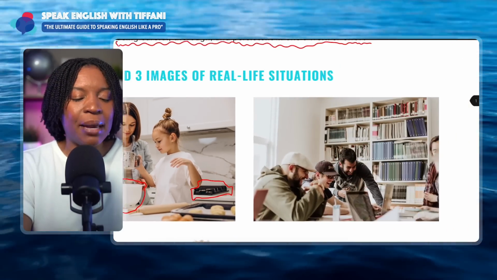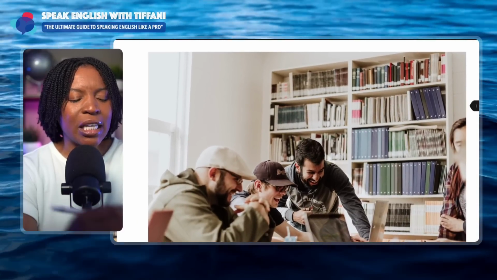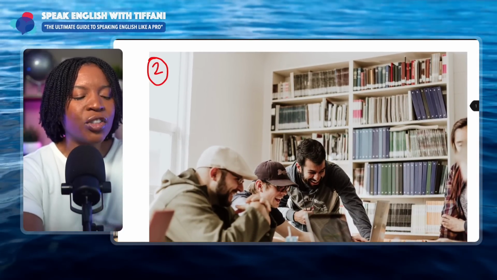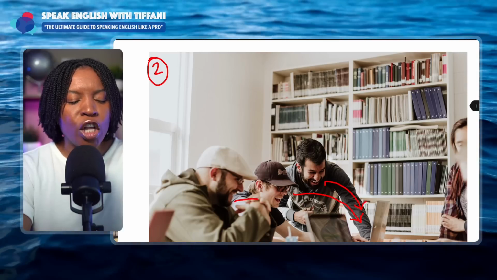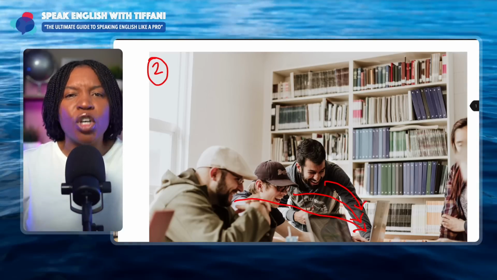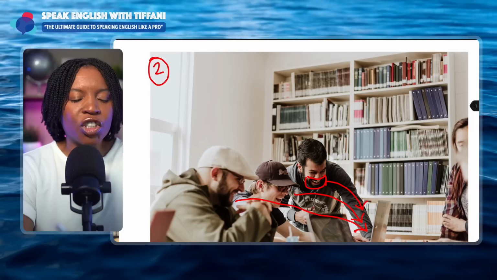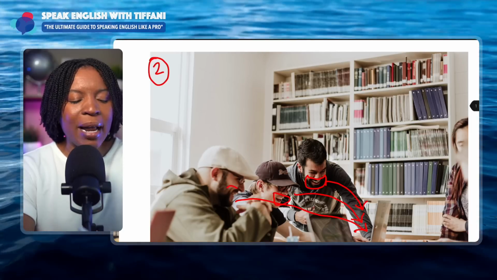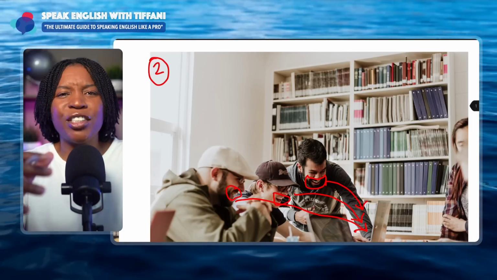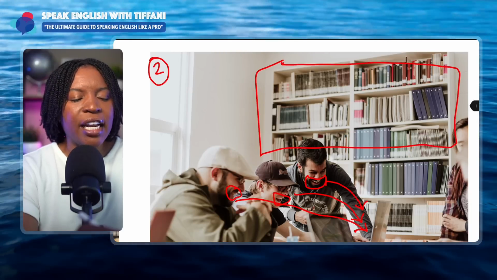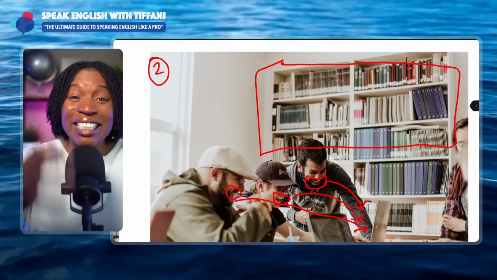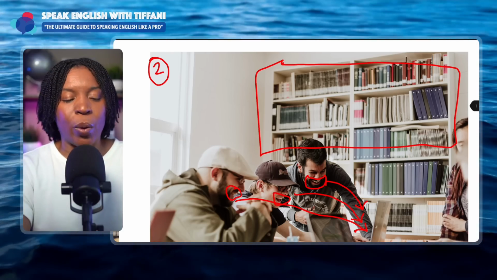Now the second image right here, it looks like a group of friends that are working on a project. They're all looking at the computer, but they're smiling. So they're in a good mood, right? But they're working on some project, and maybe they're in a library or maybe in an office building. But we have the second image of a real life situation.